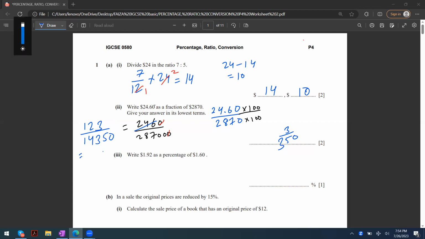Let's move to number 3. 192 as a percentage of 160. 1.92 divided by 1.6 multiplied by 100. You can again put it in calculator. That is going to be 120%.